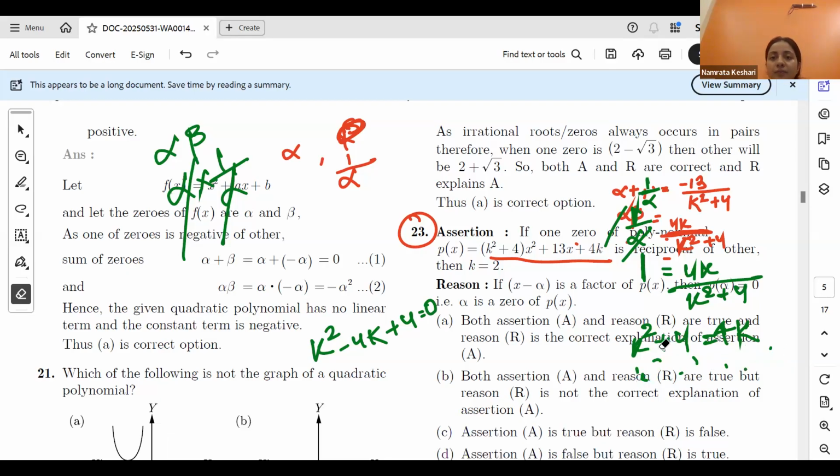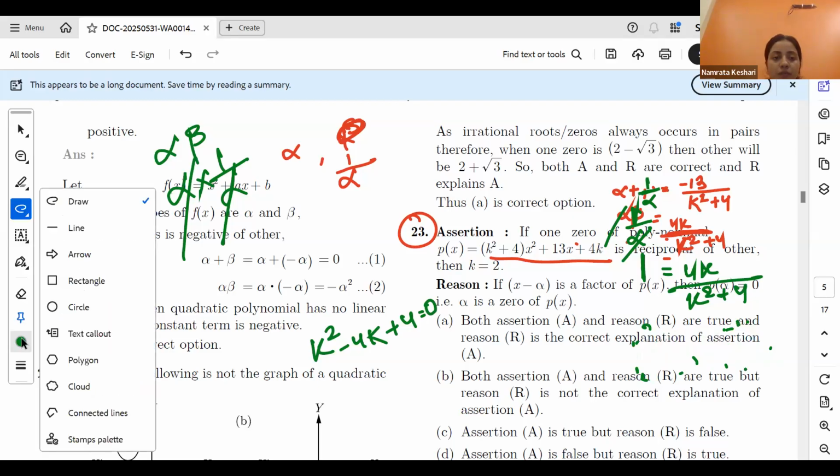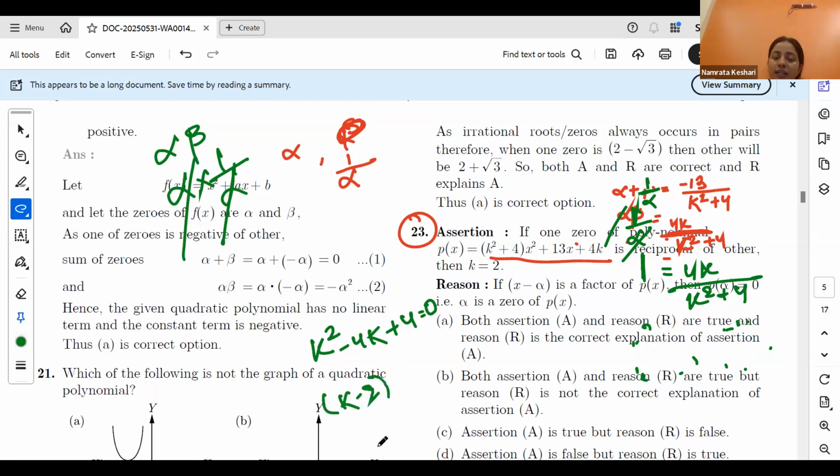Can you see that? So the k value you are getting is... wait. It is nothing but the (k minus 2) whole square formula. So basically, when you split the middle term, maybe your answer will look like this: (k minus 2)(k minus 2). And you will be declaring that the k value is just 2. Getting it?